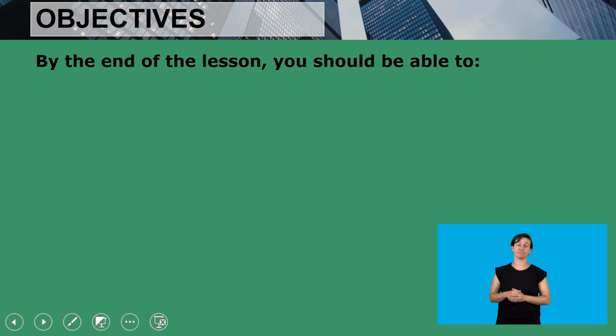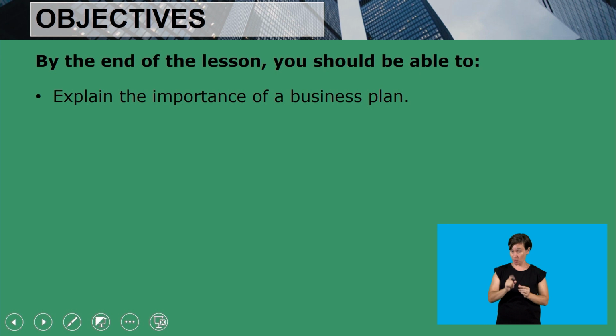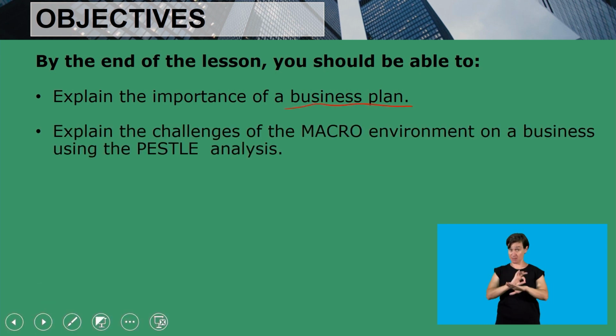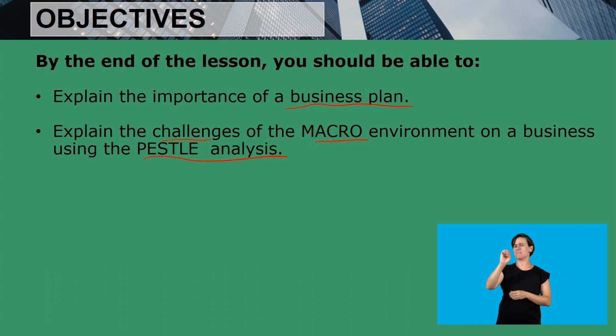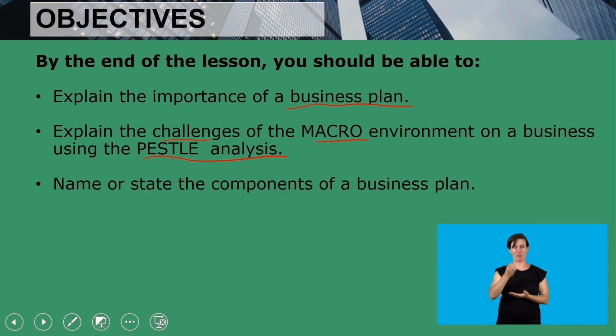By the end of this lesson, you should be able to explain the importance of a business plan. You should be able to explain the challenges of the macro environment on a business using the PESTEL analysis. Now, you remember macro was one of the topics that we did at the beginning of the year as a business studies topic. There's the macro environment. Name or state the components of a business plan.